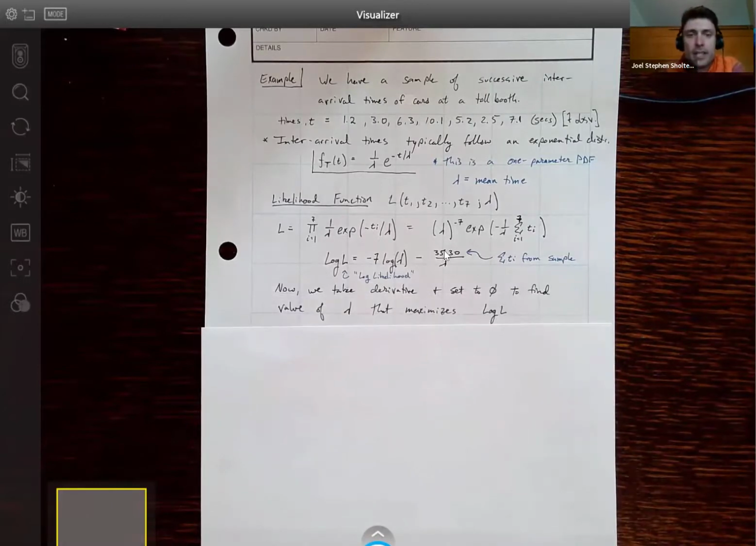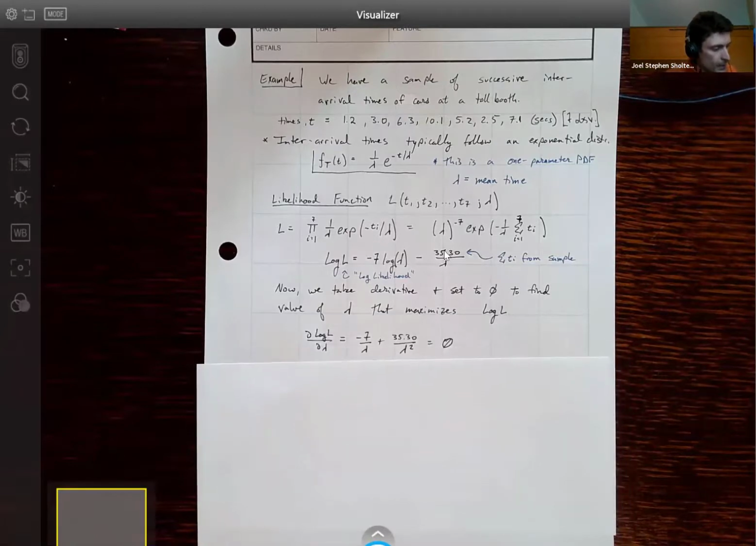So our next step is to take the derivative of the log likelihood function, set that to 0, and then solve for lambda. And this will be the value of lambda that maximizes the log likelihood function. All right, so the derivative of the log likelihood function with respect to lambda, and this is our log likelihood function right here, is going to be negative 7 over lambda. So the derivative of log of lambda is going to be 1 over lambda. Plus 35.3 over lambda squared. So that was lambda to the negative 1, multiplied by negative 1. Now we have negative 2 as an exponent. Set that to 0.